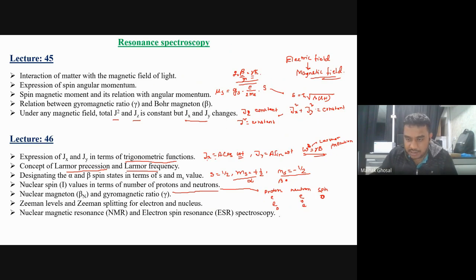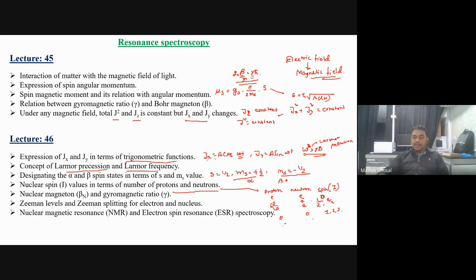Another scenario could be when both are odd. In the middle cases, that is, if the proton number is even and the neutron number is odd, or vice versa, in both these cases you will see half integral spins: half, 3/2, etc. And when they are both odd, you will see integral spin: 1, 2, 3, like that. So nuclear spin is denoted here as I.